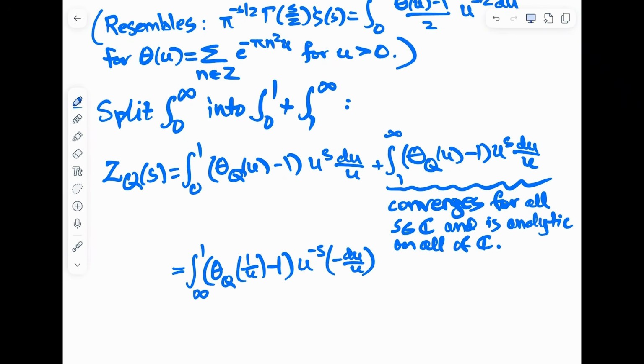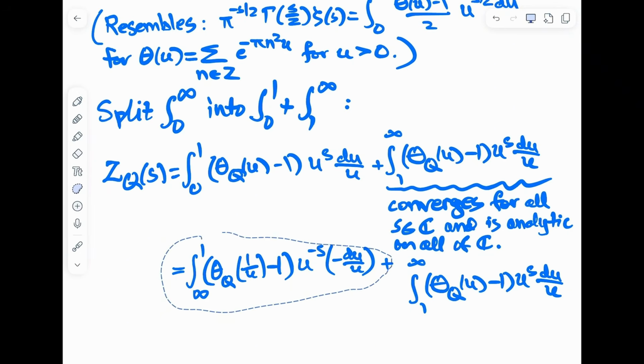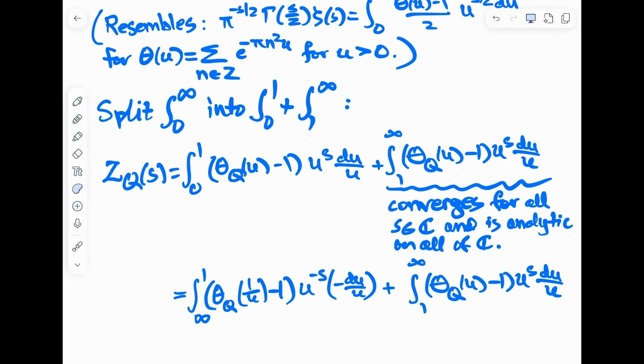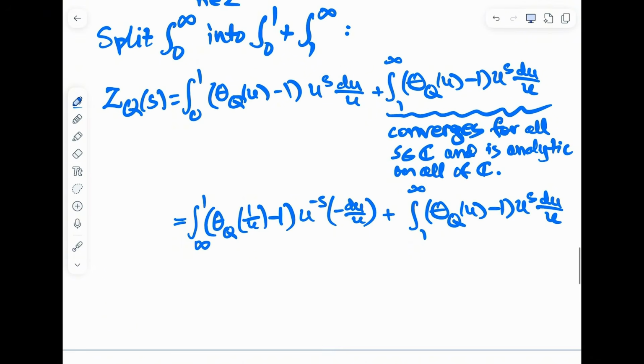Remember I said yesterday, d of u to the n over u to the n, you can bring out the n. It's n du over u. So take n to be minus 1. And so now I'm going to keep the same integral. Copy, paste. It didn't fit. Well, okay, we can bring the whole thing down. All right. So here we have an expression.